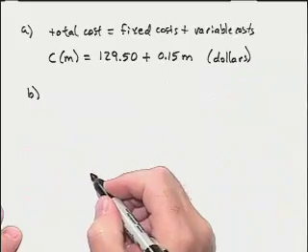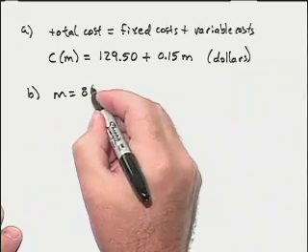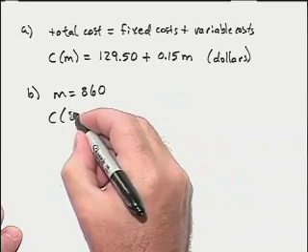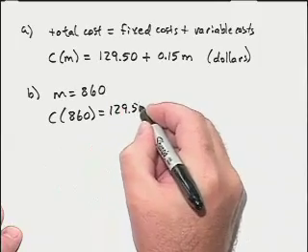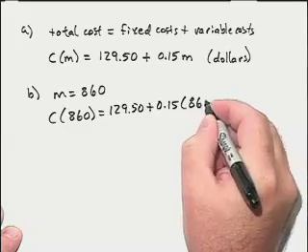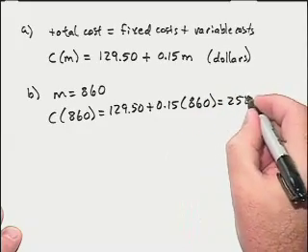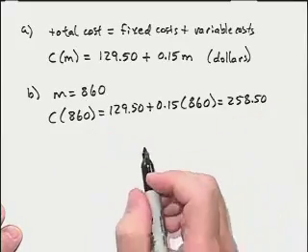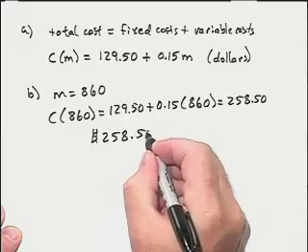For Part B, we're going to determine the rental cost if M is equal to 860 miles, so we need to evaluate C of 860. So it'll be 129.50 plus 0.15 times 860. If we evaluate that, we get 258.50. So the rental cost for 860 miles is $258.50.